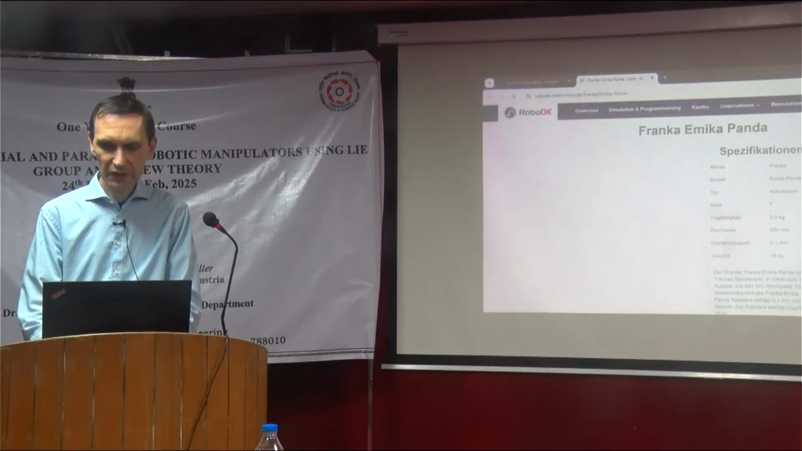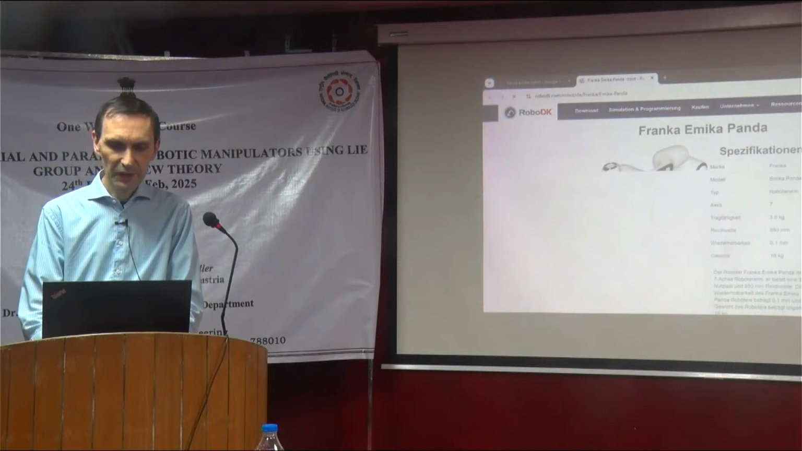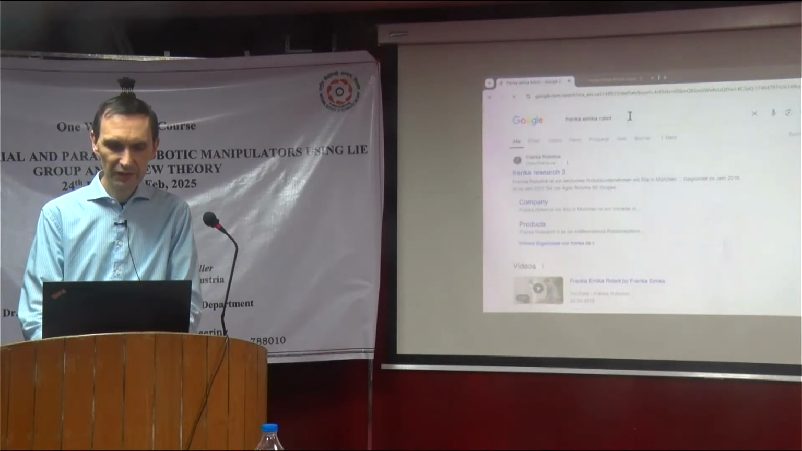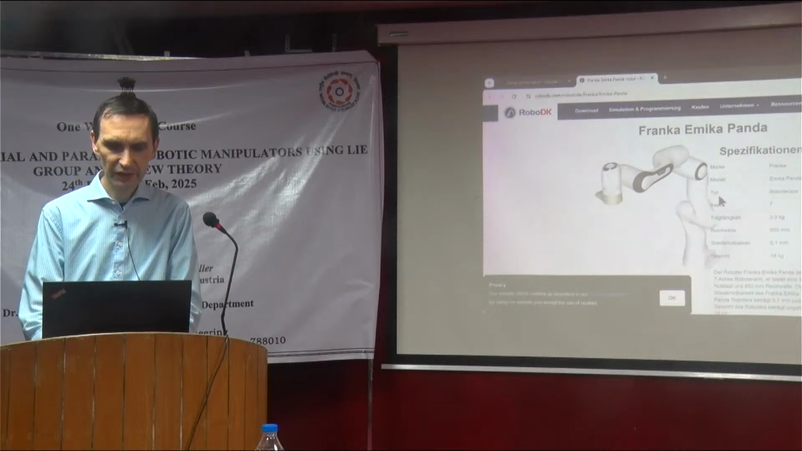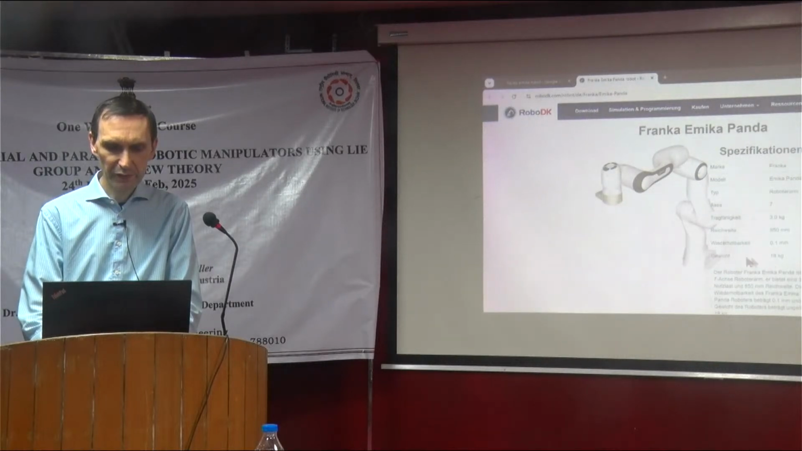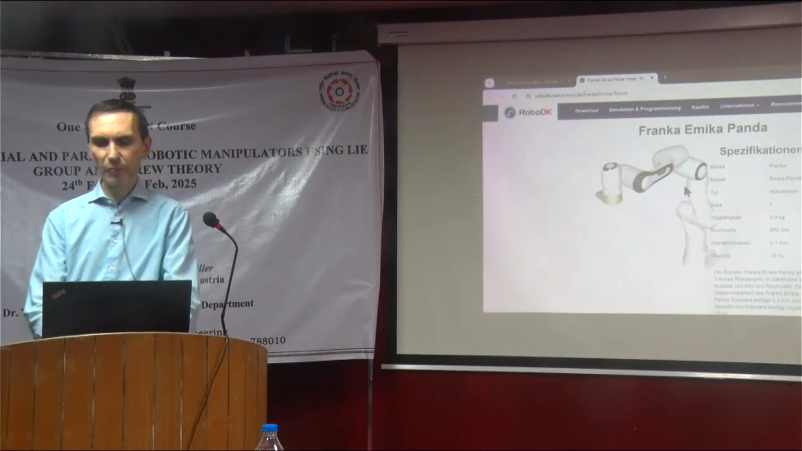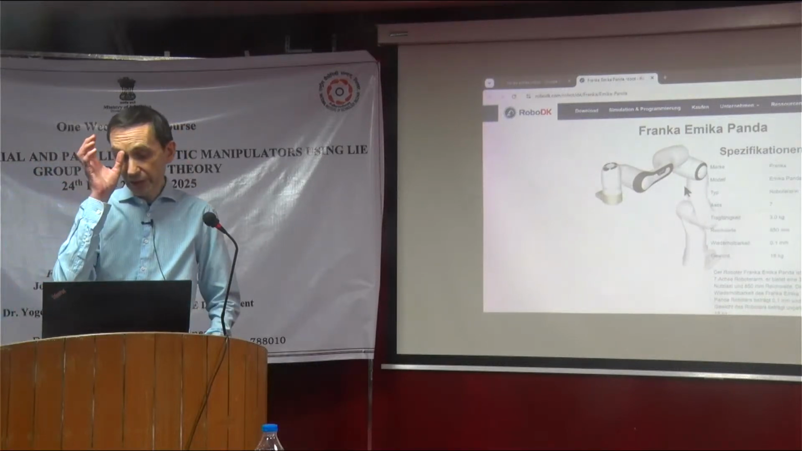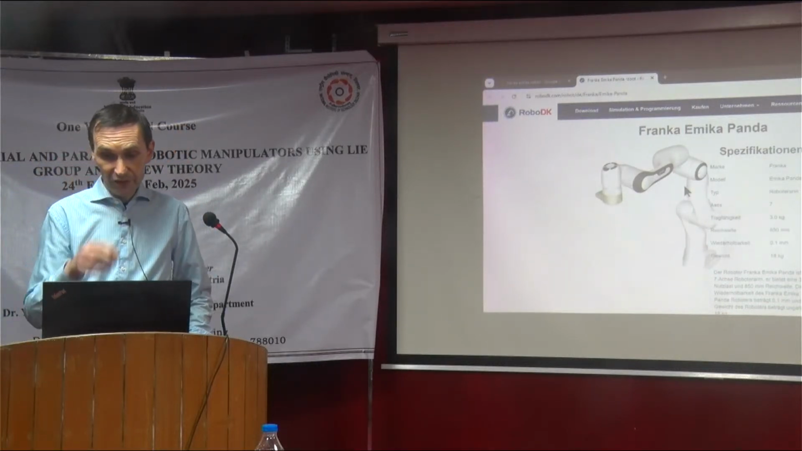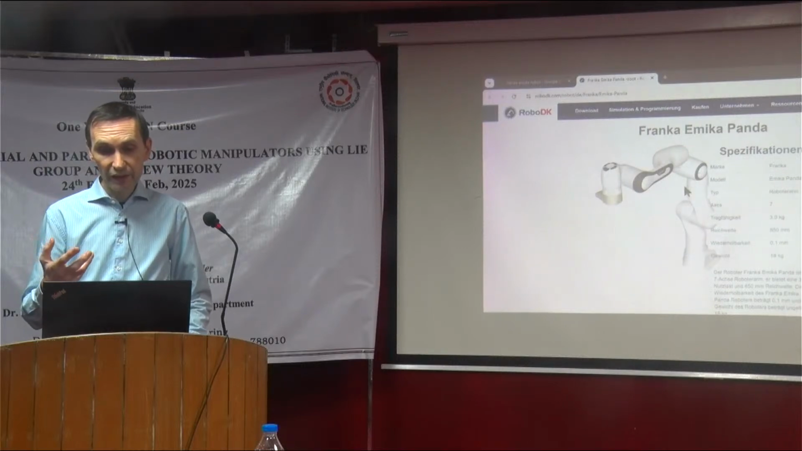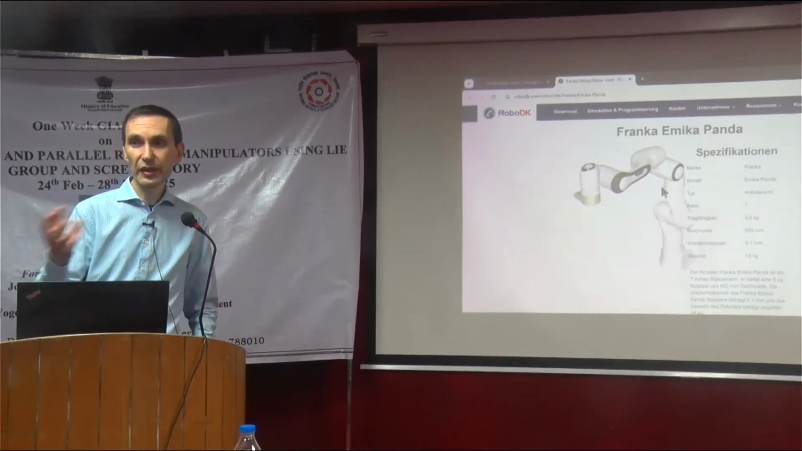So essentially, it's a standard. No, maybe not standard, but it's a 7 degree of freedom robot. Takes a bit of time. Yeah, like this. So it's a 7 degree of freedom robot. It's a small, well, there are bigger and smaller ones, but essentially it's one of these what they call a collaborative robot for human robot interaction.